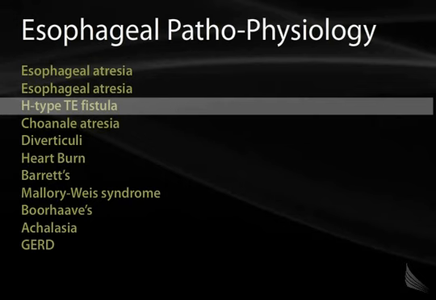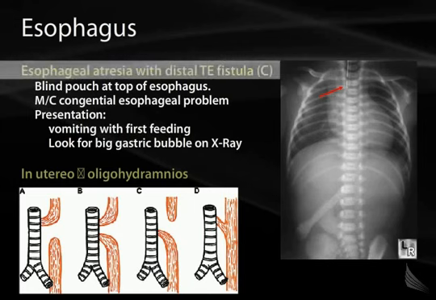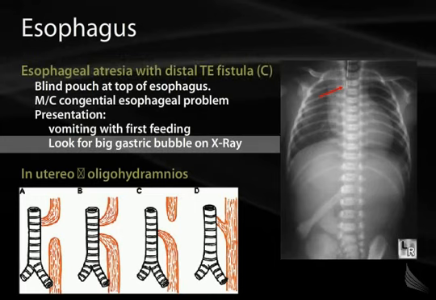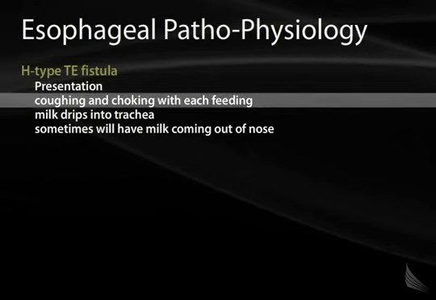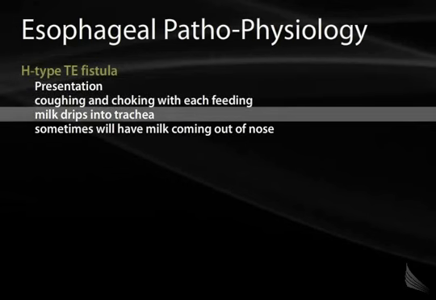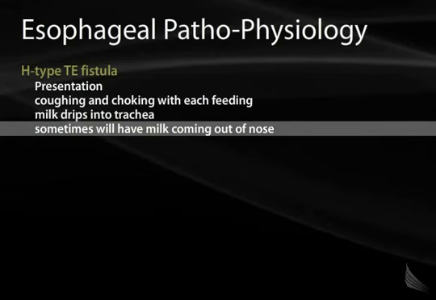there is a fissure between the trachea and the esophagus, resulting in food contents entering the trachea, going into the lungs, and resulting in choking. In esophageal atresia, a chest X-ray should be carried out because patients will often have a big gastric bubble on the chest X-ray. With the H-type tracheoesophageal fistula, patients present with coughing and choking with each feed. The milk will drip into the trachea and will come out of the mouth.